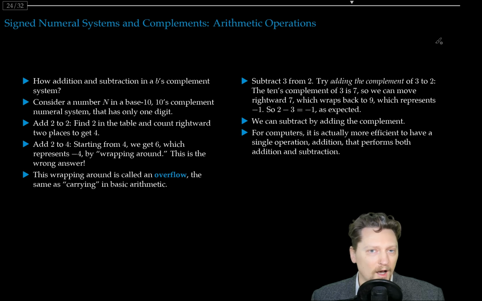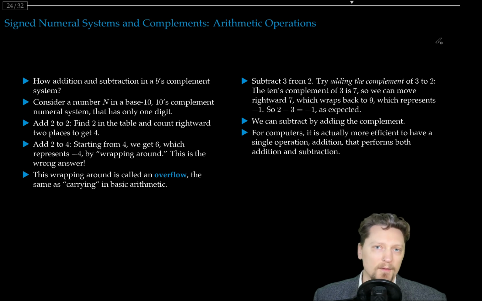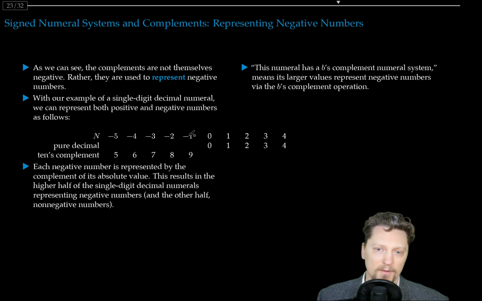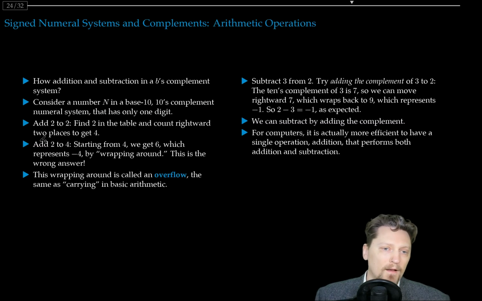Okay, arithmetic operations. How do addition and subtraction work in a B's complement system? Let's take a look. Consider a number n in base 10, a 10's complement numeral system that has only one digit. So again, we're sticking to those one-digit numbers. Add 2 to 2. We could find 2 in this table back here, and then count rightward 2 places to get 4. So back to our table, we start at 2, count right 1, right 2, and we get 4. Great.